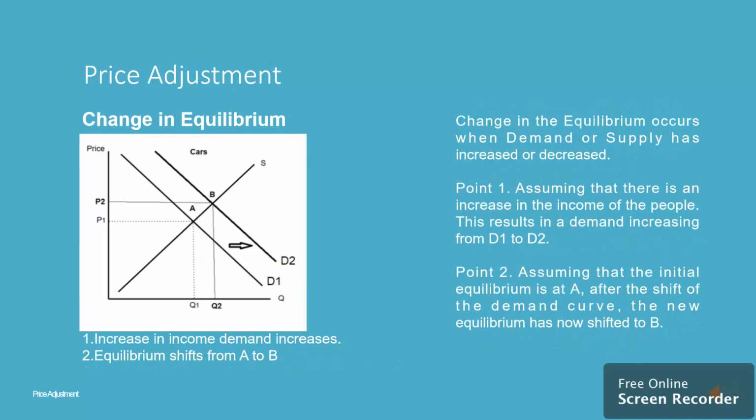Change in the equilibrium occurs when demand or supply has increased or decreased. Assuming that there is an increase in the income of the people, this results in demand increasing from D1 to D2. Assuming that the initial equilibrium is at A, after the shift of the demand curve, the new equilibrium has now shifted to B.